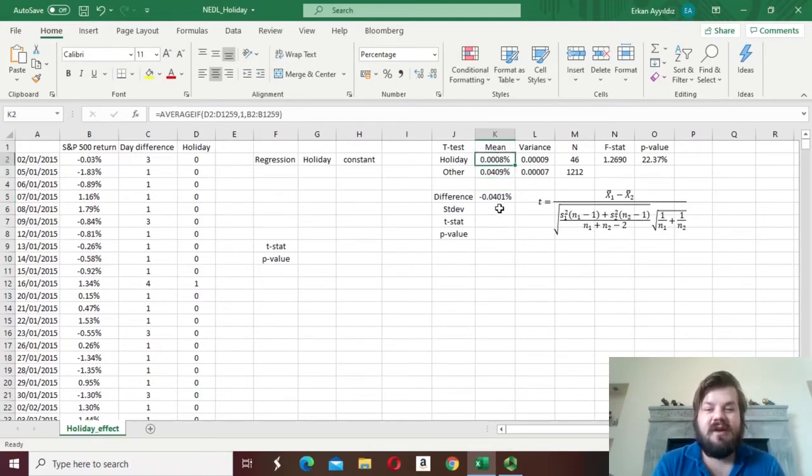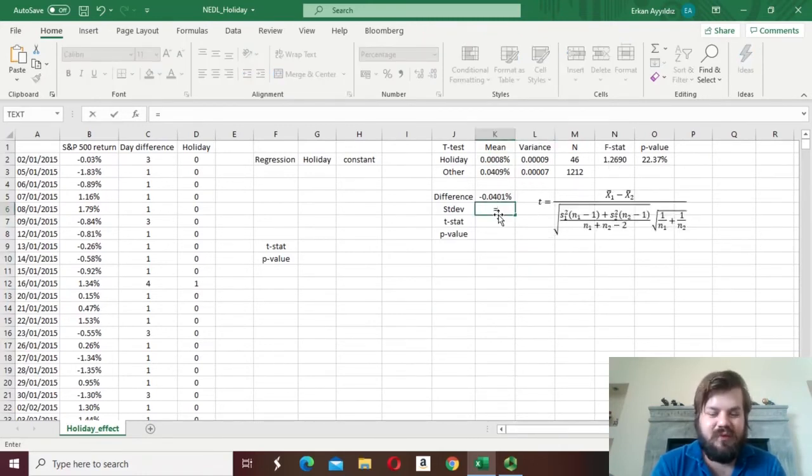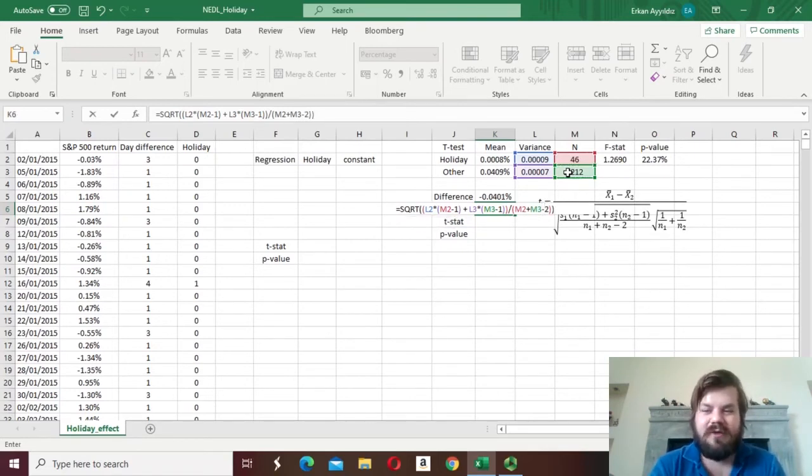And as our estimator of the standard deviation of this difference, we need to input this formula, that is, translate it into the language of Excel. So first of all, we need to input the square root. Then we need a ratio where in the numerator we would have the variance of returns on the holiday trading days times n1-1, so 46-1, plus the second variance on all other days times the number of such days minus 1, and that's our numerator. And in the denominator we have the degrees of freedom adjusted number of observations, that is n1 plus n2-2. And that's our first square root done.